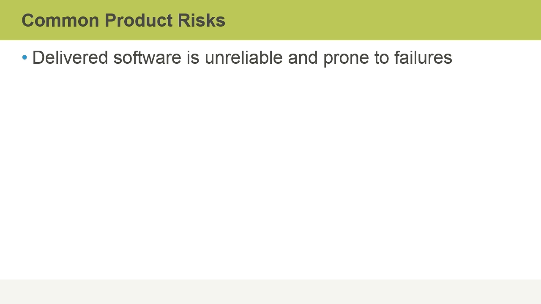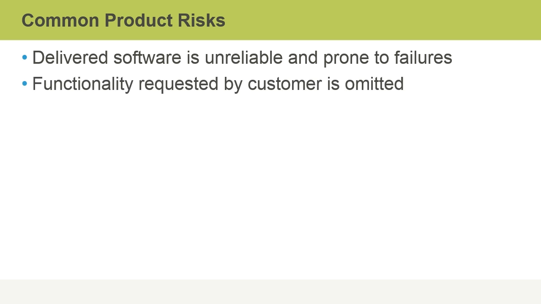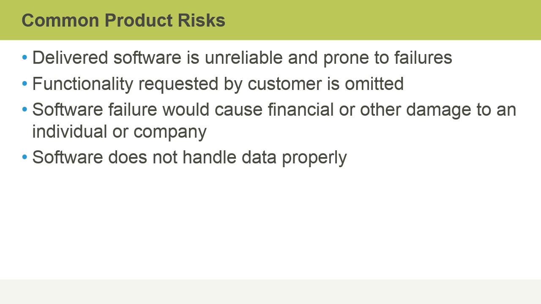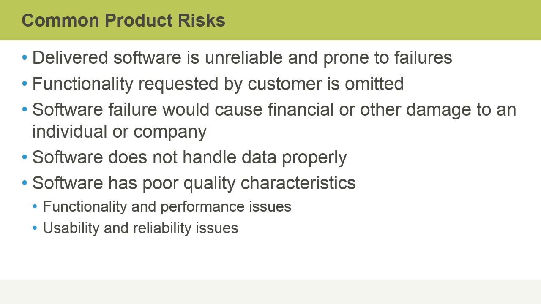Common product risks include the possibility that the software as delivered is unreliable and prone to failures, that the functionality requested by the customer is missing from the finished product, the possibility that the failure of the software would result in financial or other damage to an individual or a company, that data isn't handled by the software as it was intended, that software exhibits poor quality characteristics, that is, there are functionality and performance issues, or usability and reliability issues.